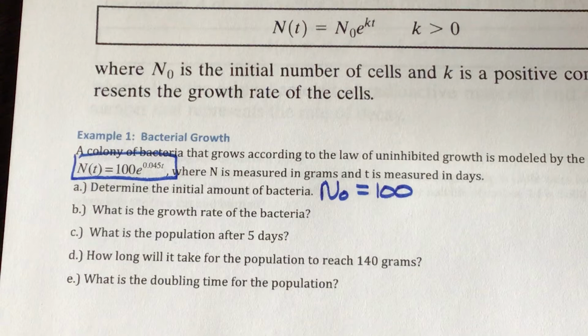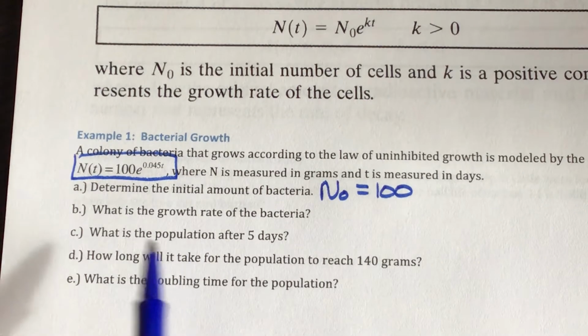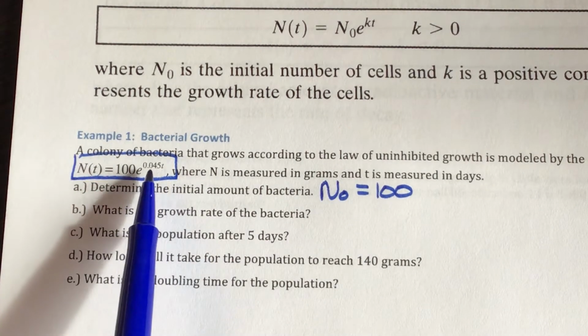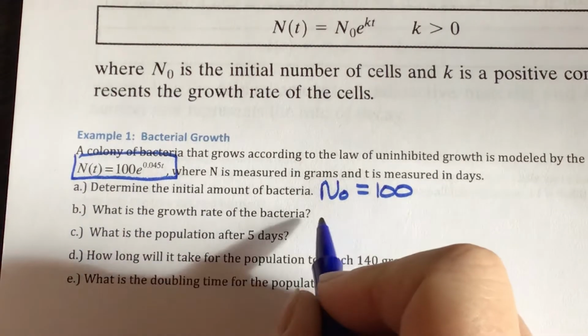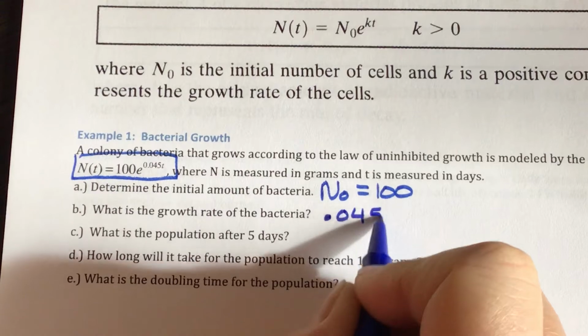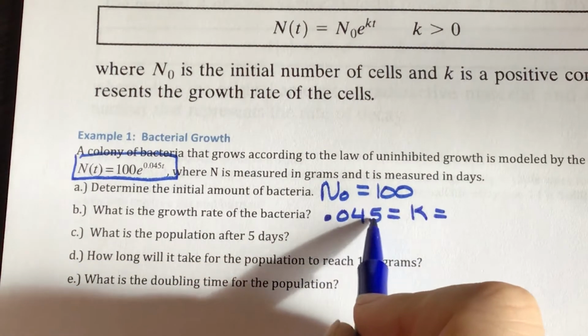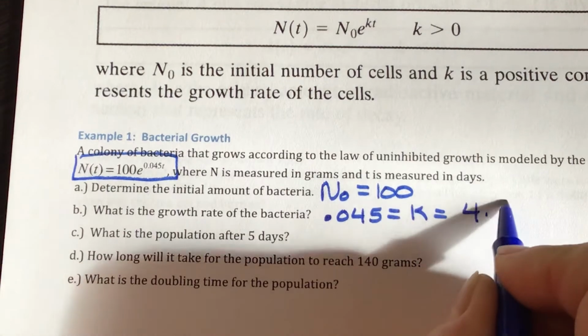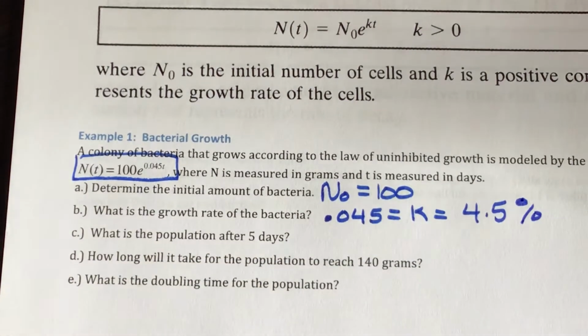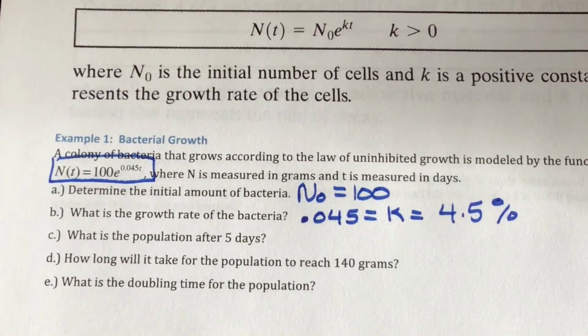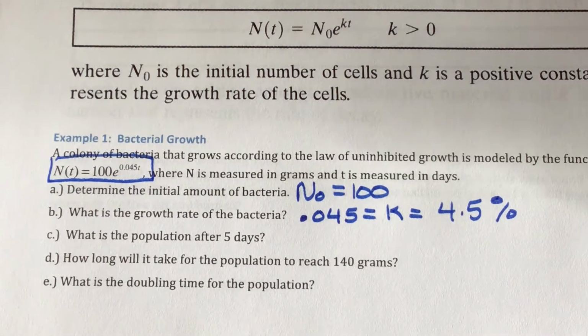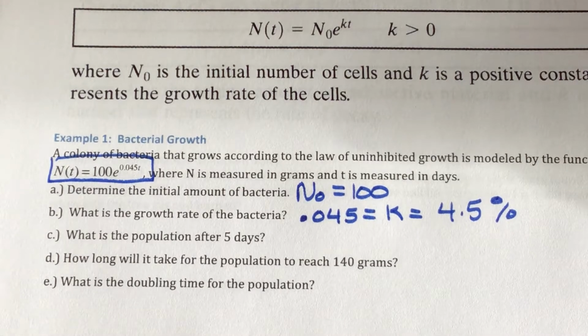Part B wants to know the growth rate of the bacteria. If I look at the formula, the growth rate, or k, is 0.045, which is the same thing if I move my decimal over, 4.5%. Then it asks us, what is the population after 5 days?